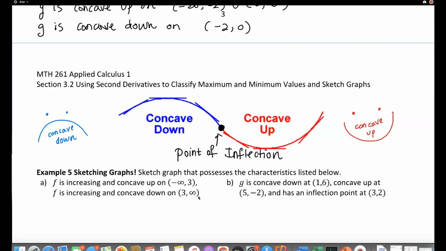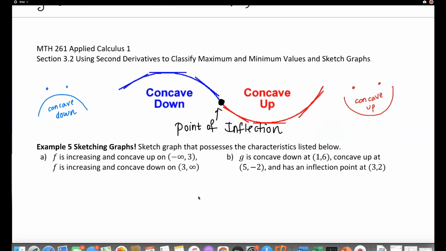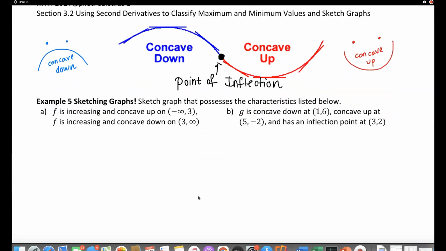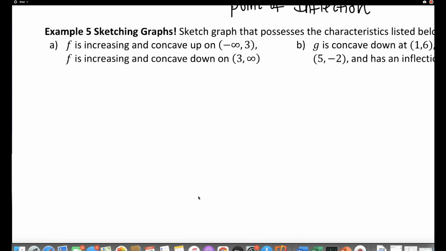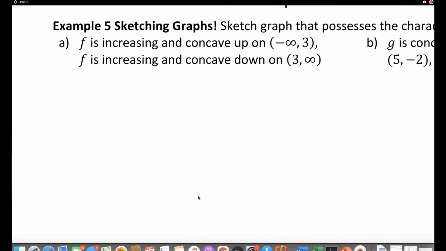Alrighty, so this is a difficult example, I think, example 5. I got it because I saw some of these in your homework, so I wanted to give you some similar examples. So let me try my best. It may not be the best video, but I'll do my best, okay? So sketching graphs, sketch a graph that possesses the characteristics listed below. Okay, what kind of characteristic does A have? Let me see. F is increasing and concave up on negative infinity to 3.